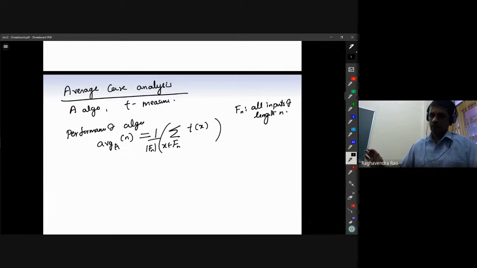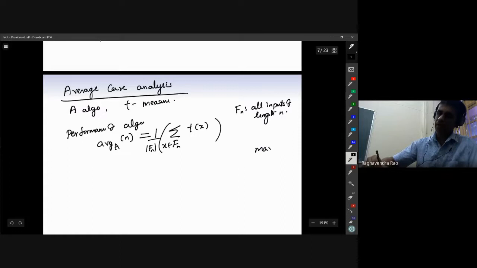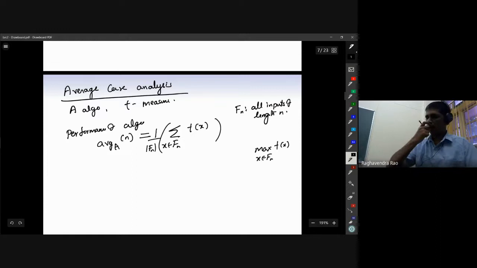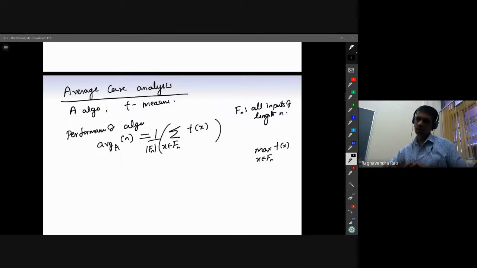So if you compare what we had in the last lecture, instead of this summation, we had max, right? Max x in F_n, T of x. So instead of max, what if we take the average?